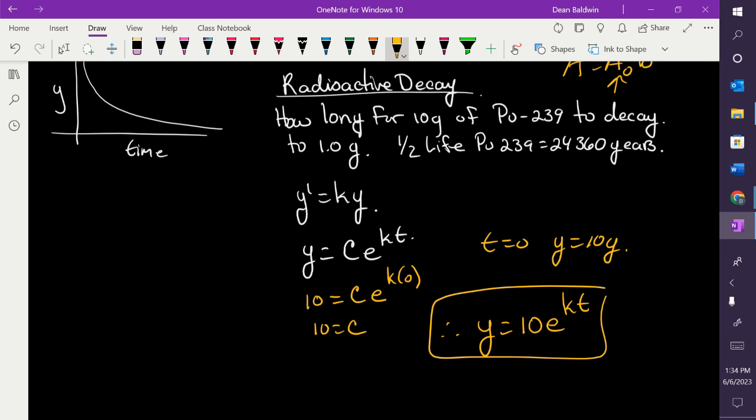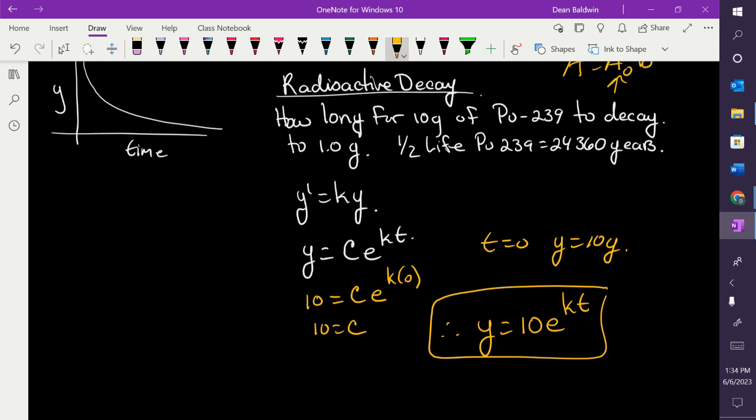So now we have this formula. Now this formula tells us what the initial amount is, but it doesn't tell us the decay rate. Because you start with 10, that's time 0, right? So if I put 0 into here, that becomes e to the 0, which is 1. So y is equal to c. All right. So we have this formula. Now we got to find k. That's the decay rate. What do we know?